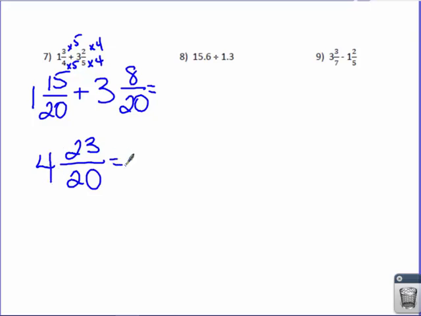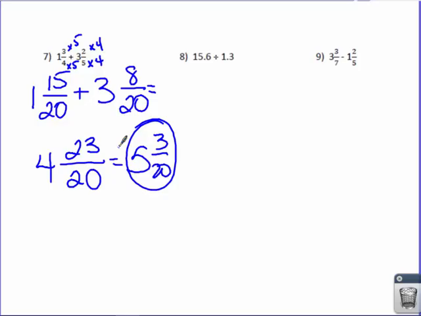Now, since we've got an improper fraction right here, we've got to do top in, bottom out. How many times does 20 go into 23? 1 time. So that 1 goes into the 4, and it becomes a 5. So I take 20 out of the 23. I'm left with 3/20. So I end up with 5 3/20.